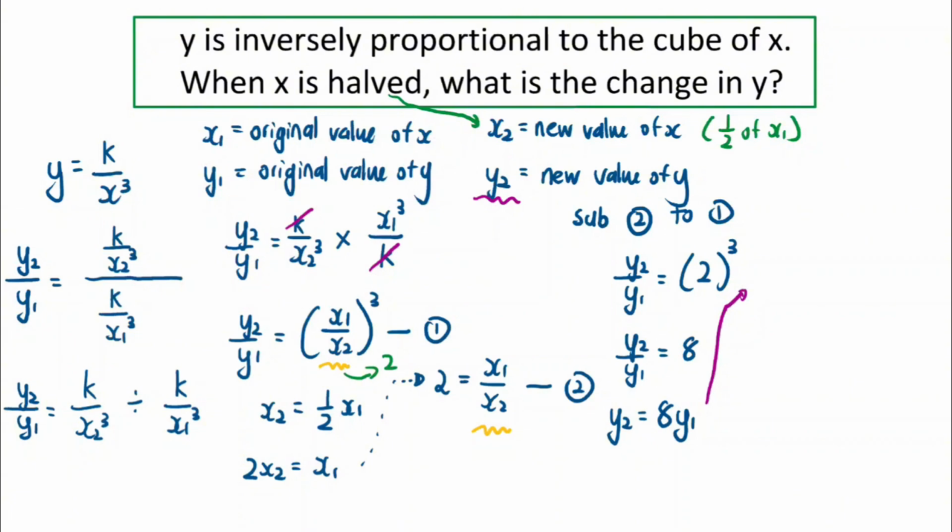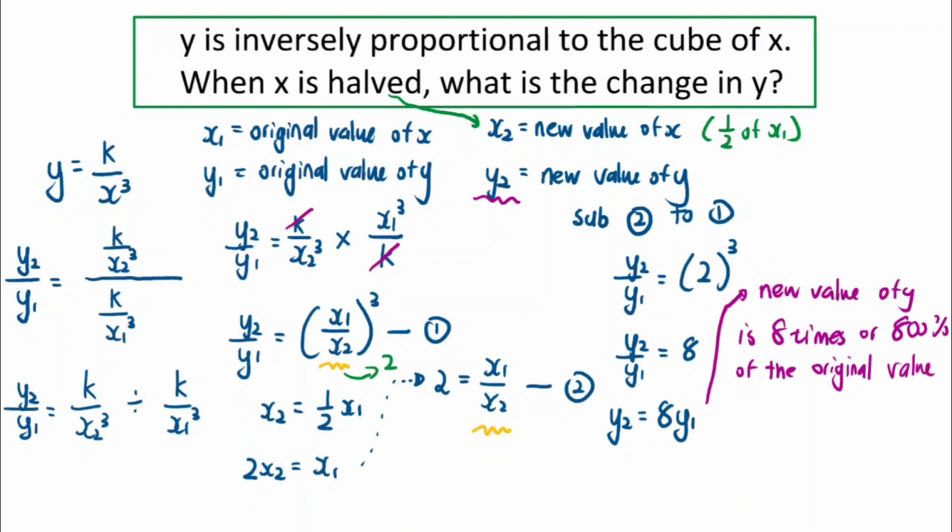So what this means is that our new value of y is 8 times, or 800% of, the original value. So what this means is that there is an increase of 700% in the value of y. Therefore, this is the answer: an increase of 700% in the value of y.